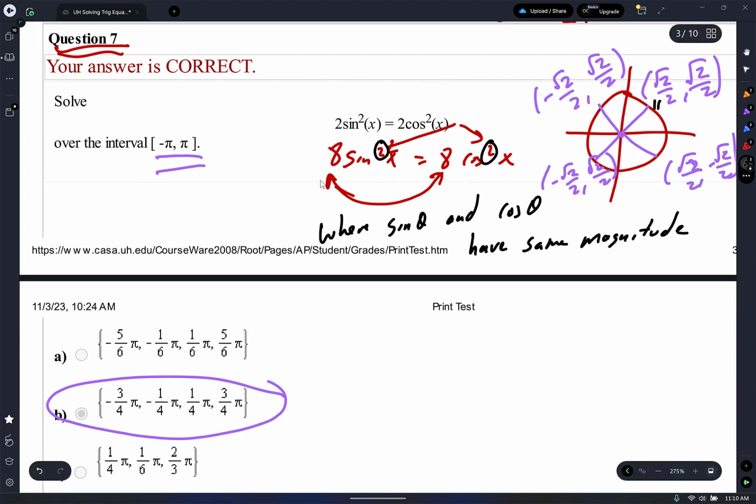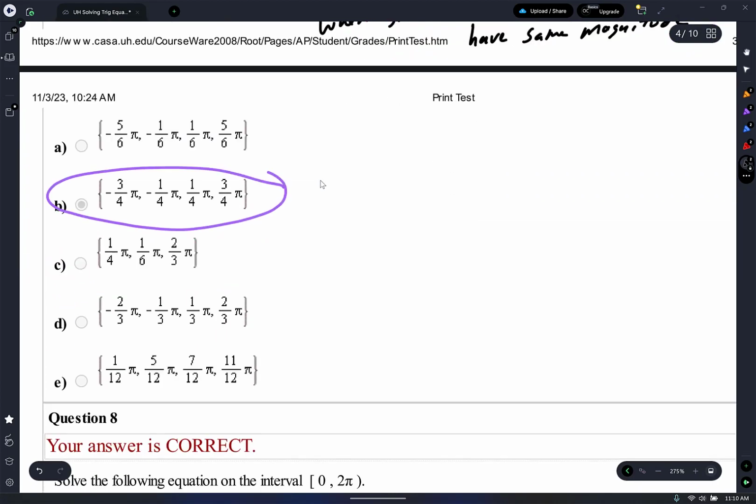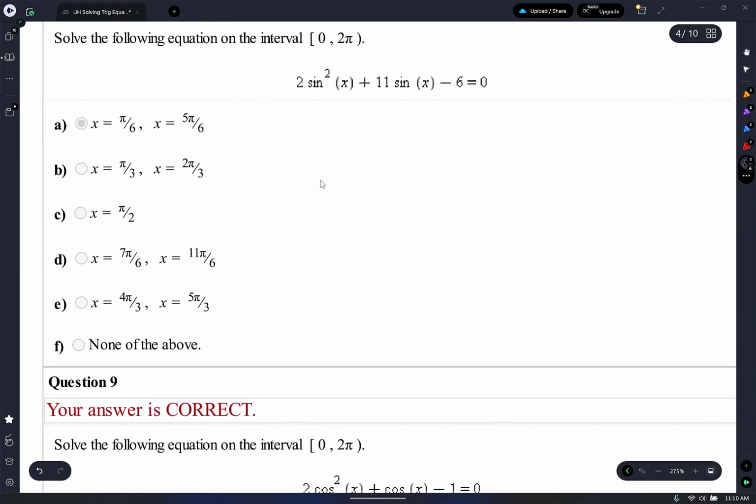All of them are, this is pi over 4, this is 3 pi over 4, this is 5 pi over 4, this is 7 pi over 4. That's if you're going between 0 and 2 pi. But I'm not going between 0 and 2 pi. I'm going between what and what? Negative pi and pi. Do you guys see that? So you got to get the negative 3 pi over 4 and negative pi over 4. All right, here we go.